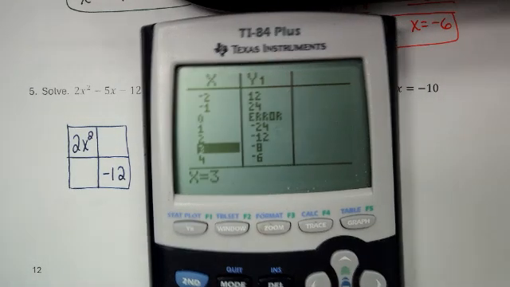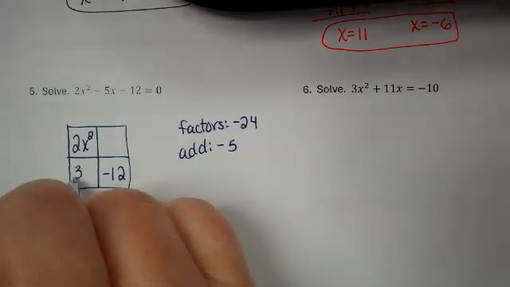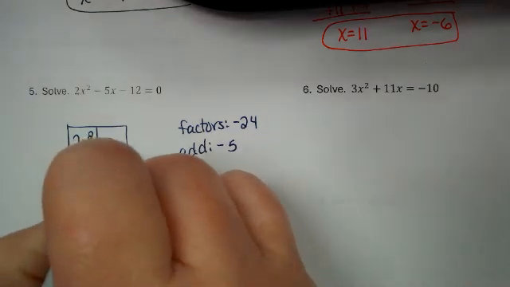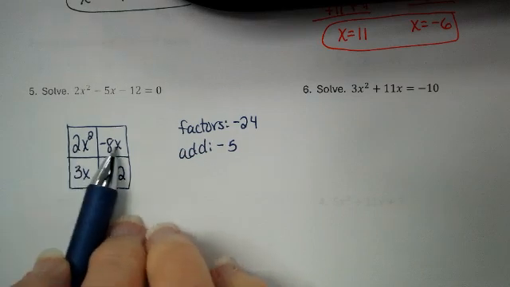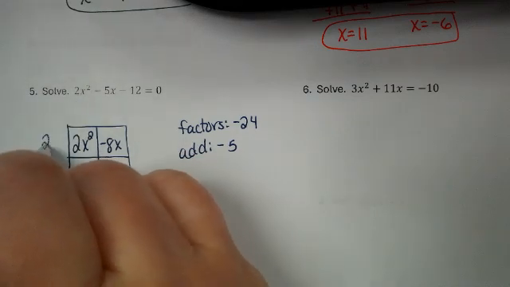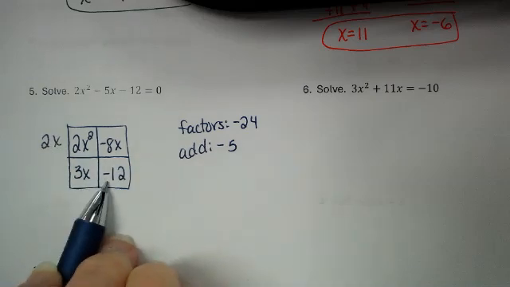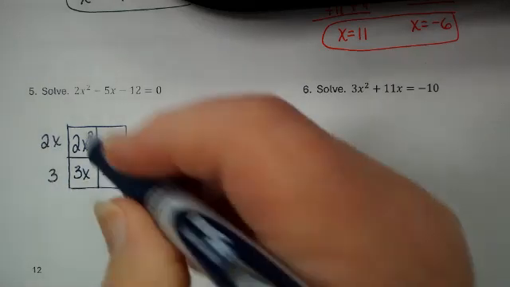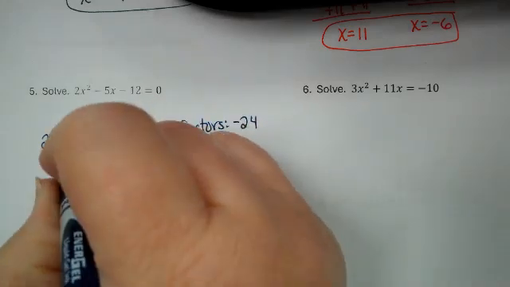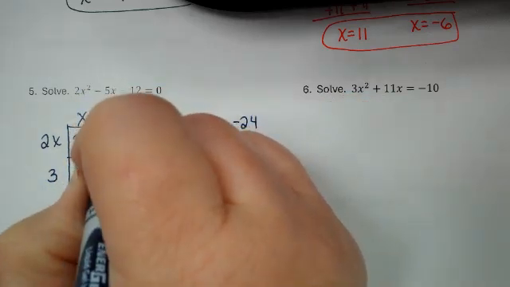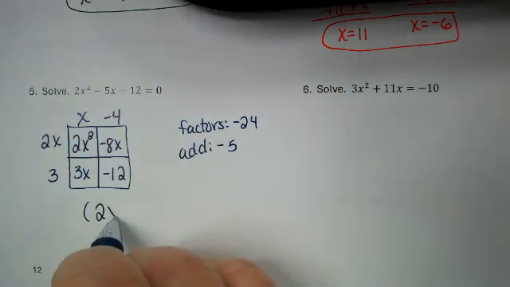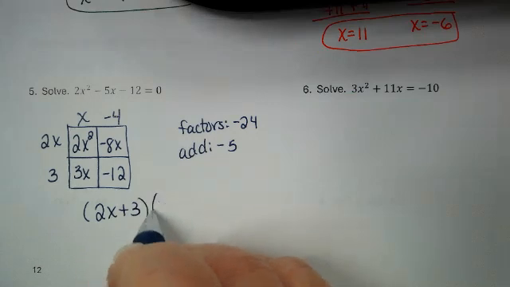Positive 3 and negative 8. So 3x and negative 8x. And now we'll factor. What do these two have in common? 2x. What do these two have in common? 3. These two have an x, and these two have a negative 4. So there are my factors.